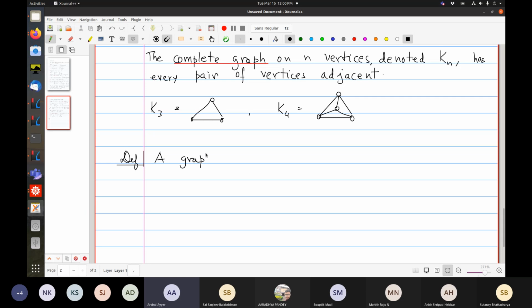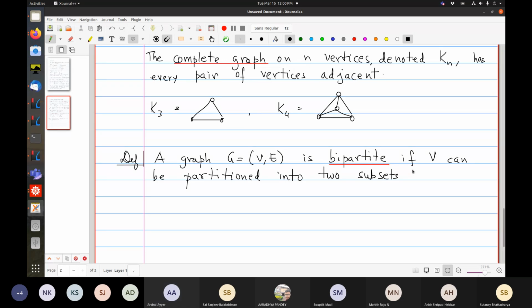A graph G is bipartite if V can be partitioned into two subsets, X and Y. Partition means that is, i.e., V is a disjoint union of X and Y, such that every edge has one end in X and the other in Y.